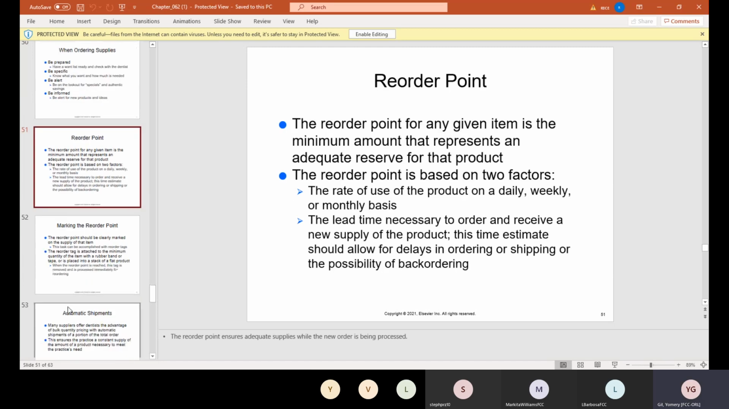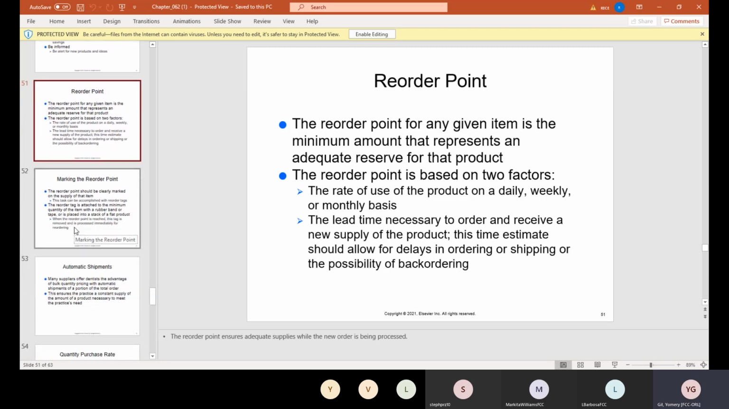Okay, and then back to the reorder point. The reorder point for any given item is the minimum amount that represents an adequate reserve for that product. The reorder point is based on 2 factors: the rate of use of the product on a daily, weekly, or monthly basis, and the lead time necessary to order and receive a new supply for this product. This time estimate should allow for delays in ordering or shipping or the possibility of back ordering. So you don't want to wait till you have 1 left of something to order because you don't know how long it's going to take for you to get more. Okay, that's what the reorder point is.